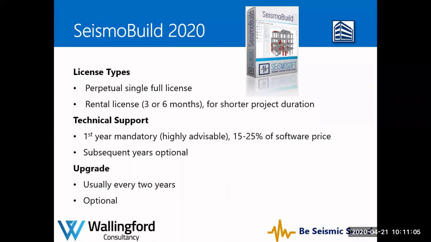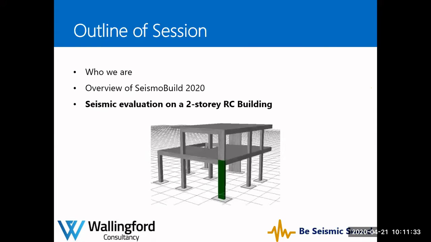And lastly, there are upgrades. Usually a minor upgrade is done every year, and a major upgrade every 2 years. It is optional, depending on whether the client wants to go ahead with the upgrade or not. For our existing clients, the upgrade is usually about a 50% discount if you want the latest version. Right, so this is a general overview of SeismoBuild 2020. Now I'm going to go on to our next section, which is our tutorial.